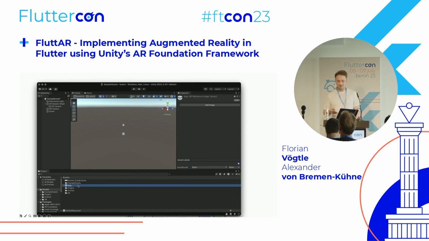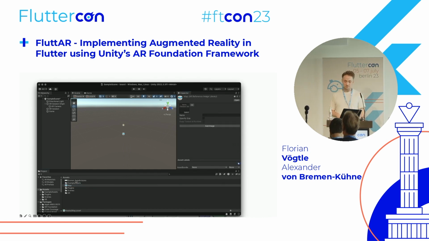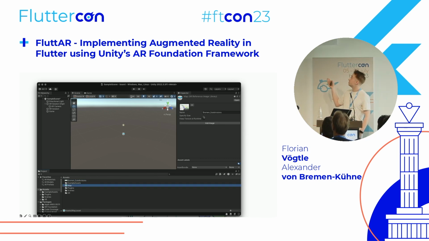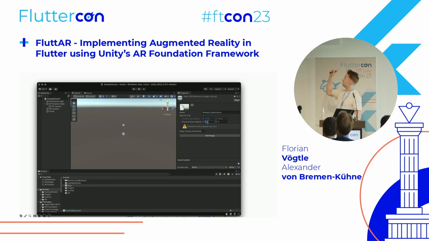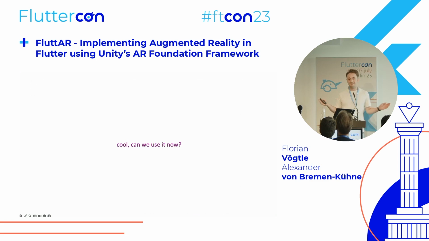Then we open our reference image library and say, add an image, and we drag and drop that. In theory, we can add more images, but for the purpose of this, it's only one. And then we specify the size of the image in real life to make it easy for matey to find our image. So, cool. Can we use it now? And the answer is yes.